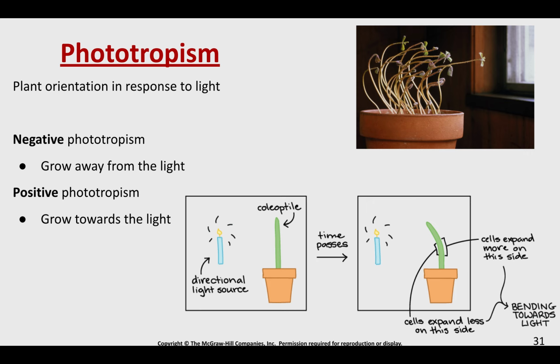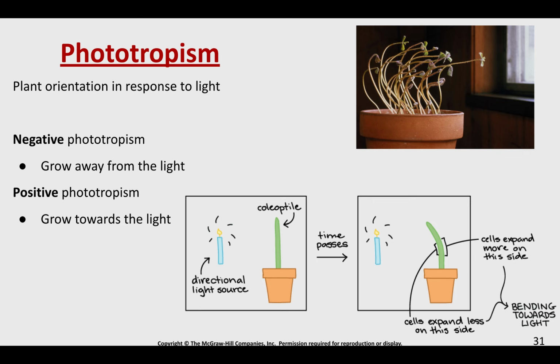All right, phototropism. This is how plants orient themselves in response to light. I briefly mentioned this when we talked about the gravitropism lab. Phototropism is a response towards a stimulus. It's a type of tropism, and it's the way that the plant will orient itself to the light or in response to the light.